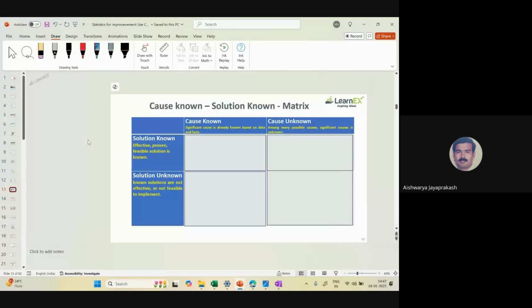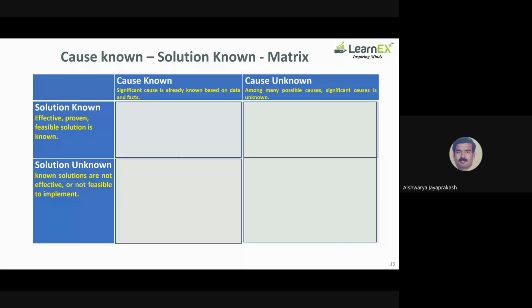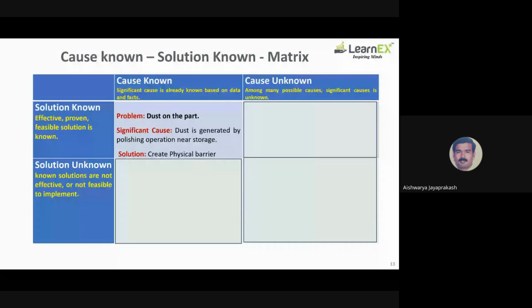So there are 4 situations where the significant cause is known or unknown. Significant cause is known, solution is known, implement it. Suppose I know why it is happening exactly, the cause is known, solution is known, implement it.